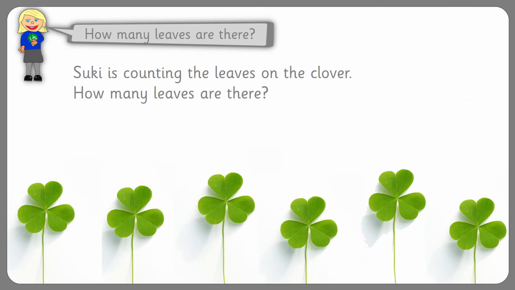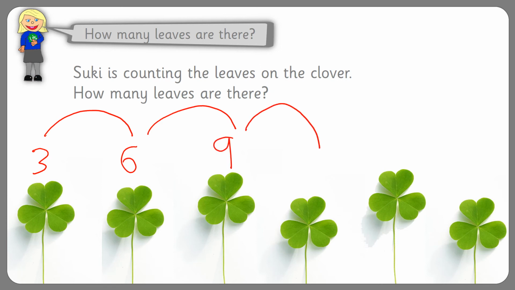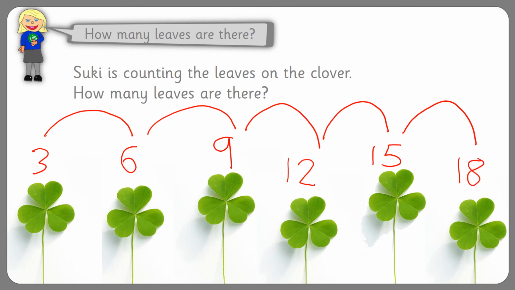Okay, let's see how you got on. So we'll start with the first clover. 3 leaves on that one. Another 3 makes 6. Another 3 makes 9. Another 3 makes 12. And 3 more is 15. And another 3 is 18. There are 18 leaves altogether. Great problem solving, everybody.